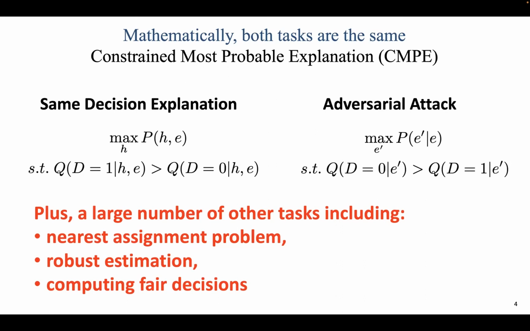In fact, when we formulated these two problems as CMPE, we realized that a large number of real-world tasks, including the nearest assignment problem, which seeks to find the nearest neighbor in terms of weight or probability in a probabilistic graphical model, can be reduced to it. Similarly, other tasks such as robust estimation and computing fair decisions can also be reduced to this CMPE task. So the good news is that once I develop algorithms for CMPE, I will be able to solve many of these tasks using these algorithms.